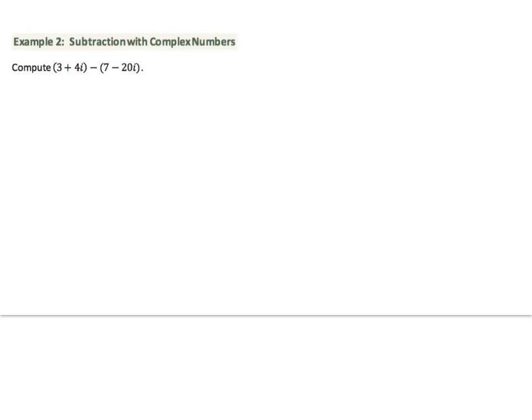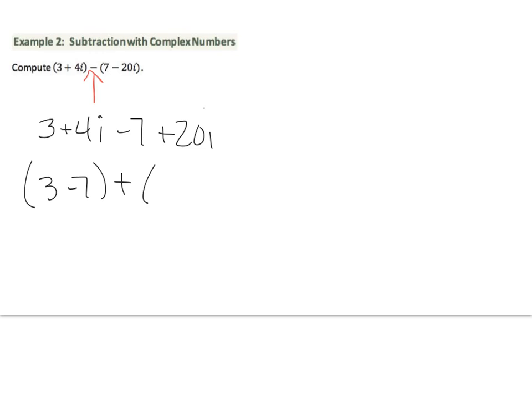Let's try another one. So here we have subtraction. Subtraction poses just a little bit of confusion. When I have a negative sign in there, remember to remove the parentheses. I need to distribute that negative. So I can say that 3 plus 4i minus 7 plus 20i is what I'm doing. Now let's start collecting some like terms. 3 minus 7 plus 4 plus 20i. 3 minus 7 is negative 4. 4 plus 20i. And we have our final answer.